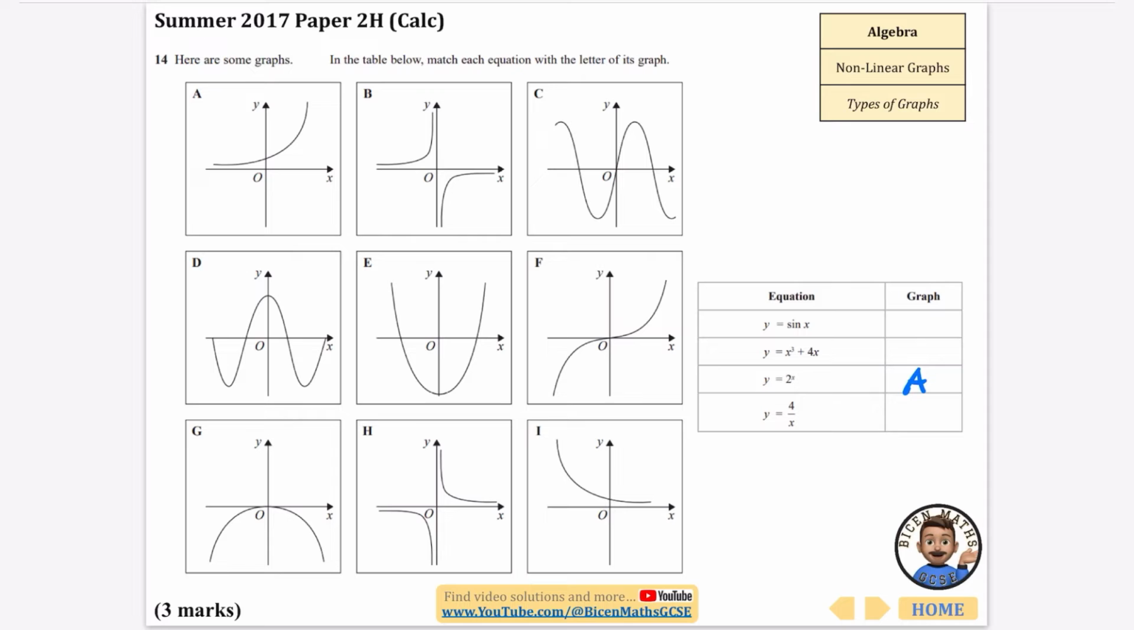And then we have got a sine x graph. Now the sine x graph, this one is the cos because it starts here at 1. This is the sine graph because it starts at 0. So it's going to be C.